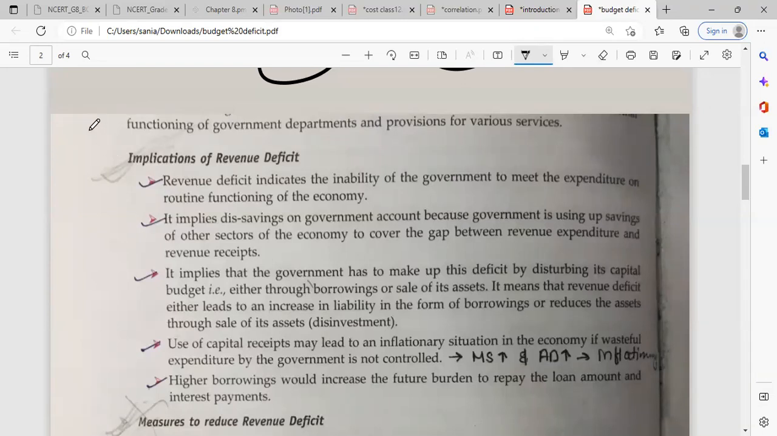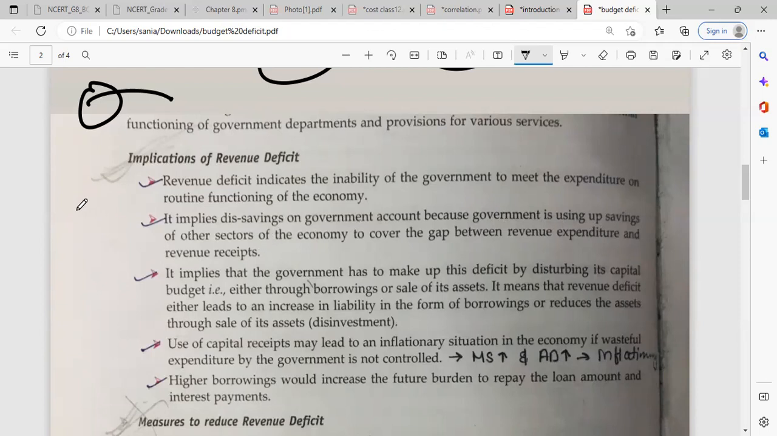Like for example, over here in your piggy bank, you have some money, right? Either you will borrow or you will use your piggy bank, right? That means you will be doing dissaving, right? So it implies dissaving on the government account because the government is using up the savings of other sectors of an economy to cover the gap between the revenue expenditure and the revenue receipt, right?